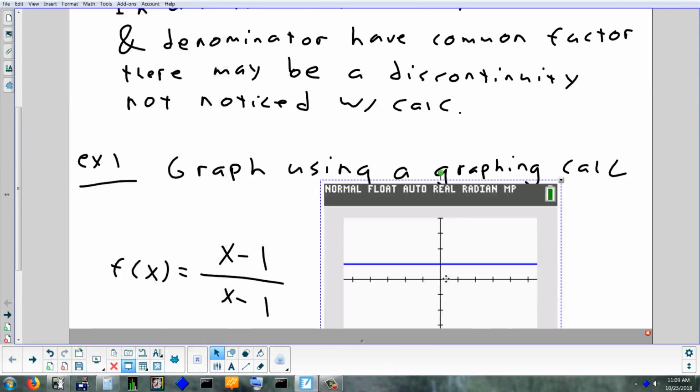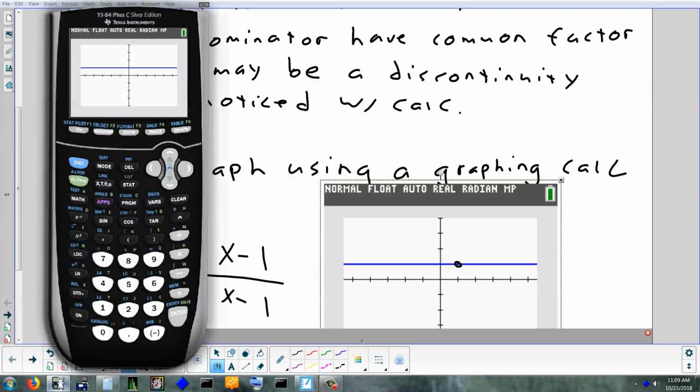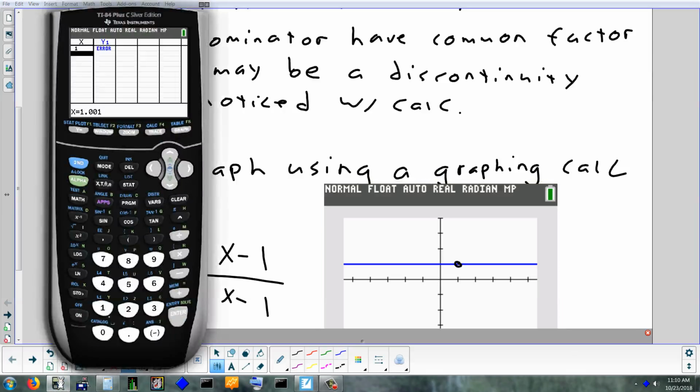But if I was sketching it by hand, what I would do is put an open circle right there to show that there's a hole in the graph. I can also show you there's a hole because if I try to trace to when x is 1, it doesn't give me a y value. There isn't one. If I try to go to the table and type in 1, it says error. Now I can go very close to it. 1.0001, that's fine. 0.9999, that's fine. I just can't use 1, that one value.